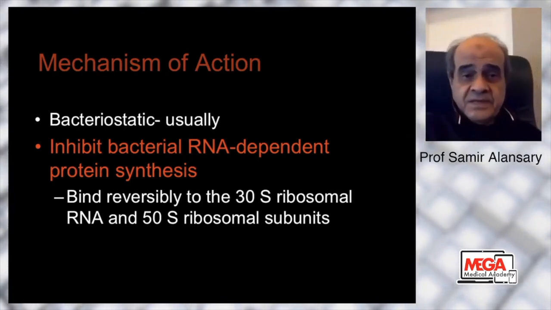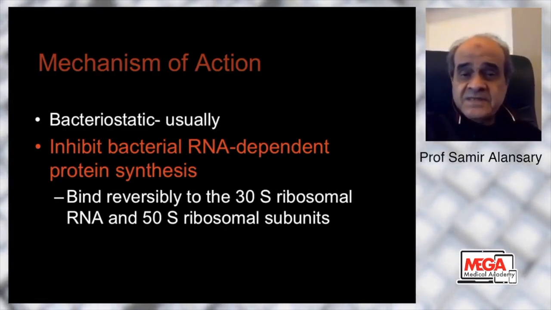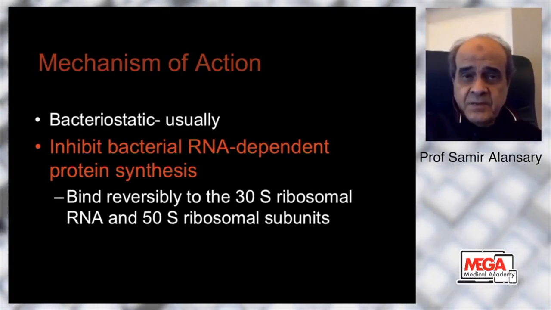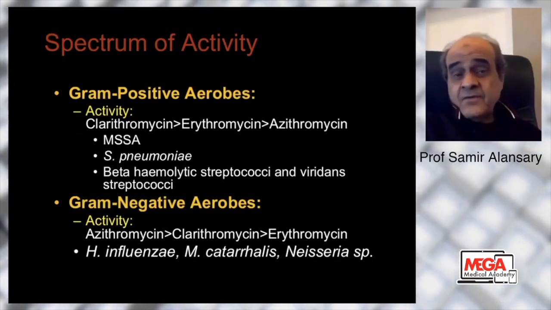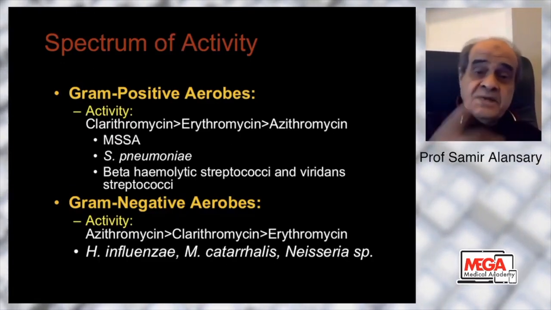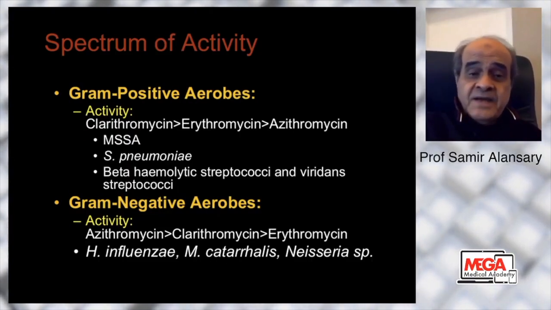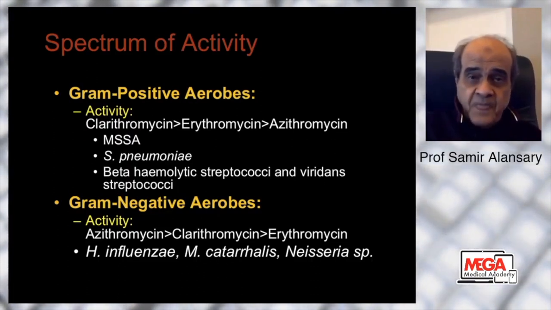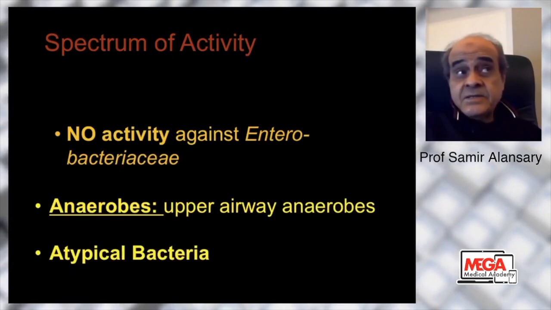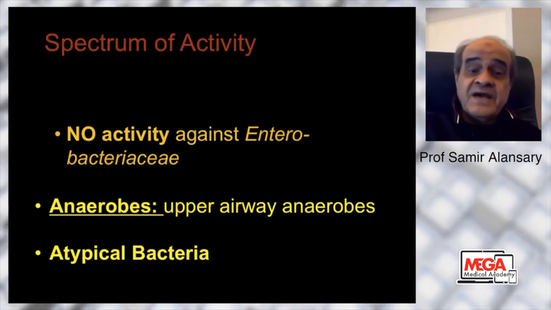Mechanism of action: bacteriostatic, usually, and they inhibit bacterial RNA-dependent protein synthesis, affecting the 30S and 50S ribosomal subunits, impairing protein synthesis. The spectrum of activity of macrolides can cover gram-positive and gram-negative groups, clarithromycin more than erythro, and for gram-negative, azithromycin more than clarithromycin. No activity against enterobacteria, but it can cover anaerobes, upper airway anaerobes, and atypical bacteria.